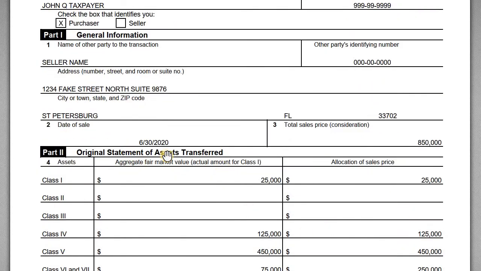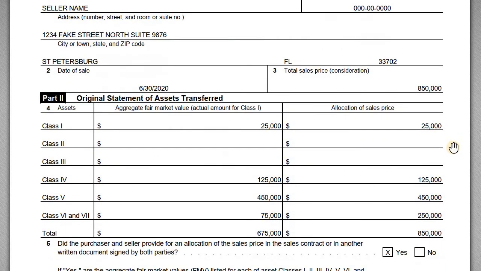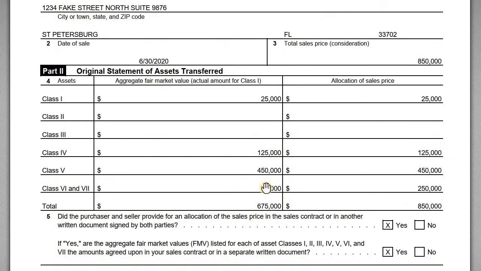So field 2, we have the date of the sale. So what date was the closing of the transaction, and what was the total sale price, right? So here we have that $850,000. Now part 2 here is where you break out all the assets that were purchased by class. The classes are relatively straightforward. If you look at the form instructions, you'll see what's included in each.